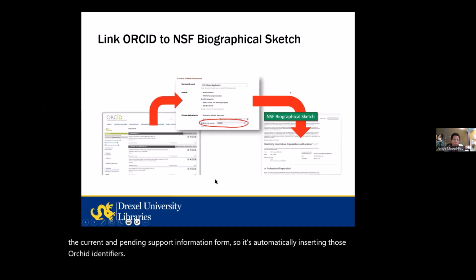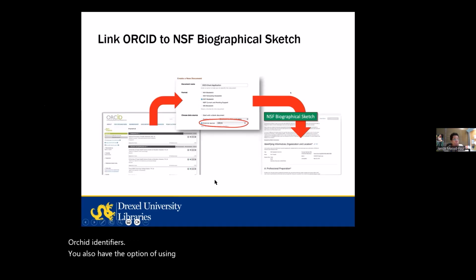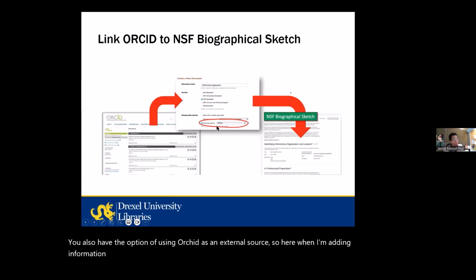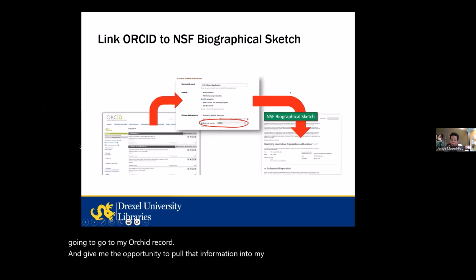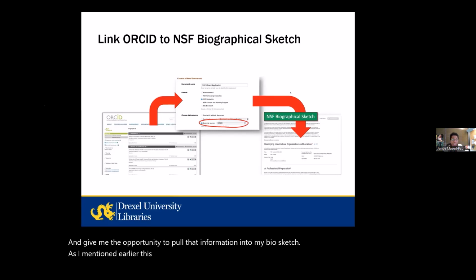You also have the option of using ORCID as an external source. So here, when I'm adding information to different areas of my Biosketch, if I choose ORCID as my external source, it's going to go to my ORCID record and give me the opportunity to pull that information into my Biosketch. As I mentioned earlier, this information is static. So when I pull it from ORCID into the Biosketch, I can edit it here. It doesn't affect my original document here.